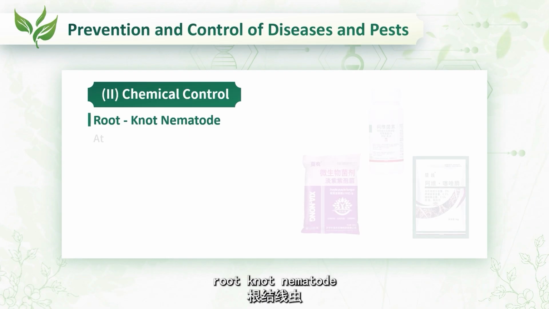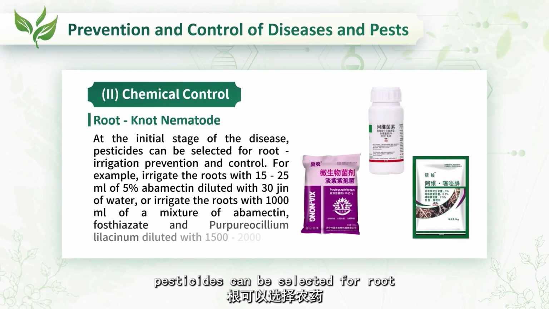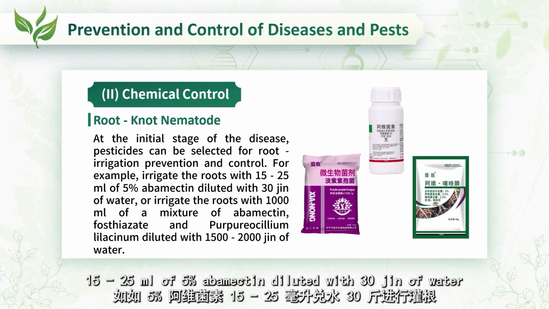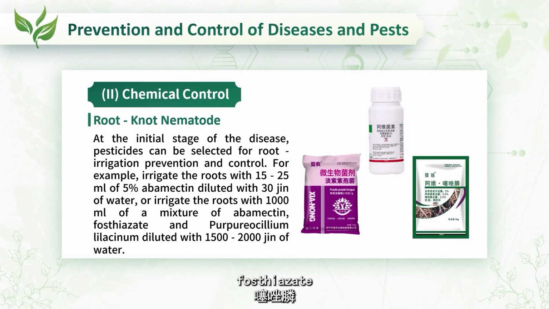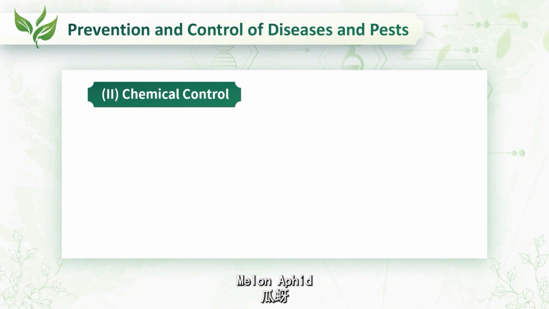Root-knot nematode. At the initial stage of the disease, pesticides can be selected for root irrigation prevention and control. For example, irrigate the roots with 15-25 ml of 5% abamectin diluted with 30 g of water, or irrigate the roots with 1000 ml of abamectin, or Purpureocillium lilacinum diluted with 1500-2000 g of water. Melon aphid.